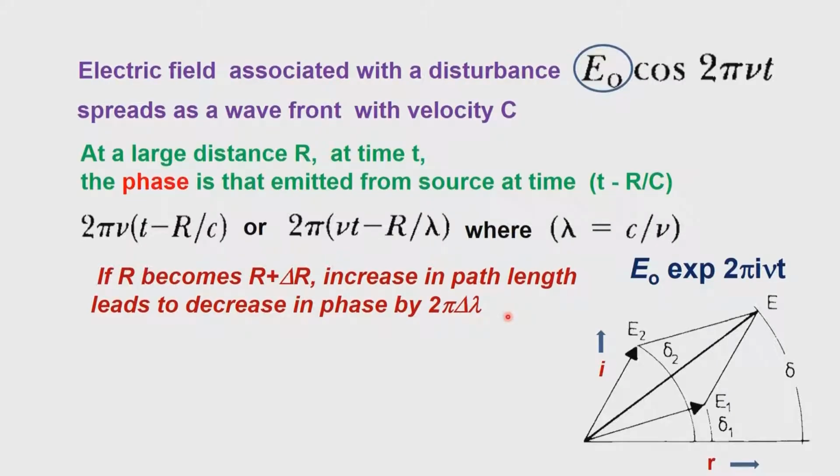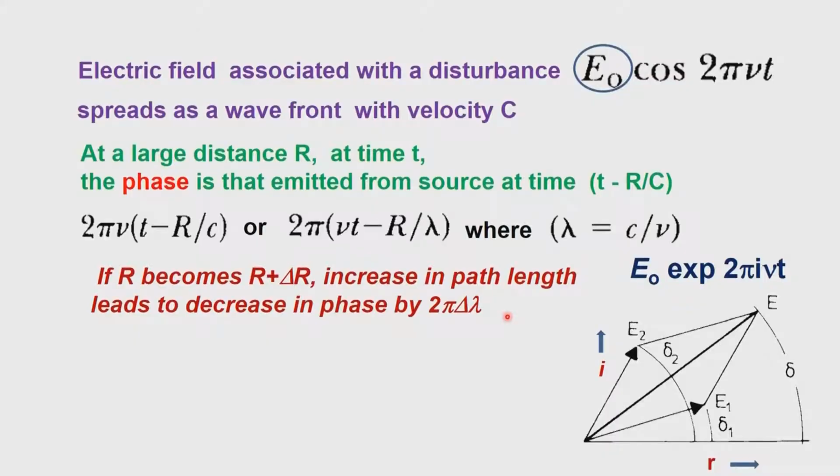So, what are the consequences of these? We have to now see that there is a wave. The wave is represented by a complex equation which is E naught exponential 2 pi i nu t. This particular quantity represents the wave. The first part, which is E naught, is the amplitude of the wave. Exponential 2 pi i nu t is the phase associated with the wave.